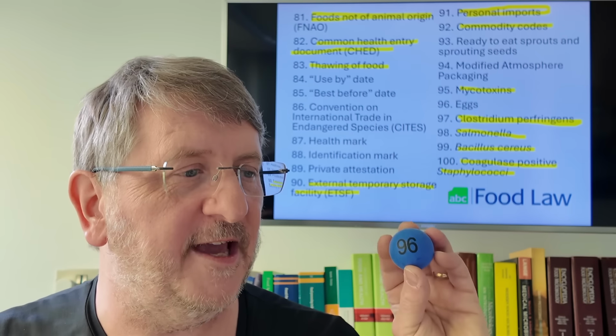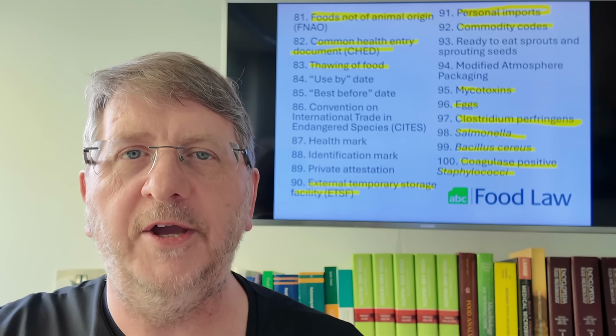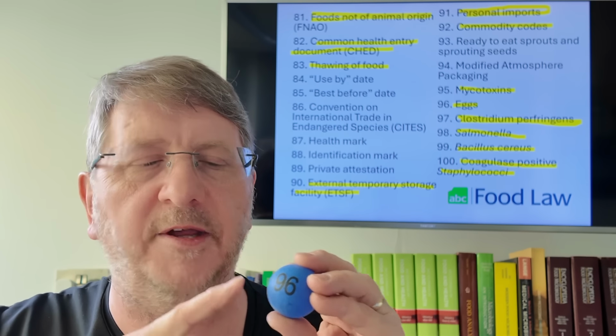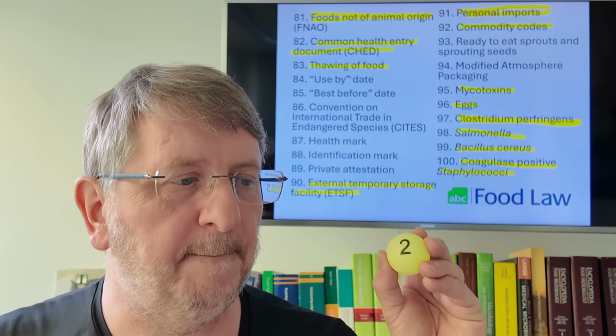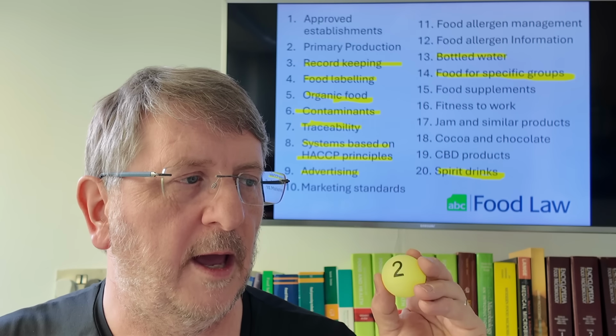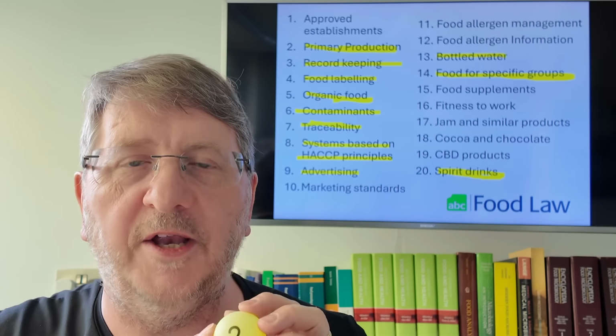Number 96, that was handy. Eggs. Well, there's lots of things about eggs. There are hygiene requirements for eggs, but the majority of controls for eggs relate to marketing standards, so it falls within food standards. Number 2. Primary production. Primary production relates to the hygiene, so it's a food hygiene issue.